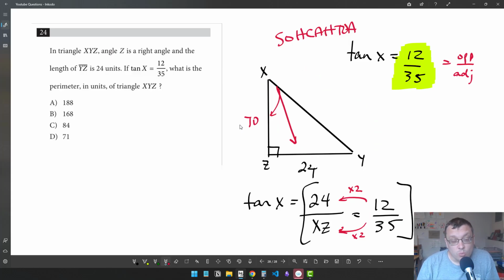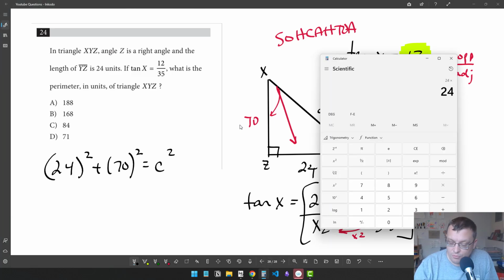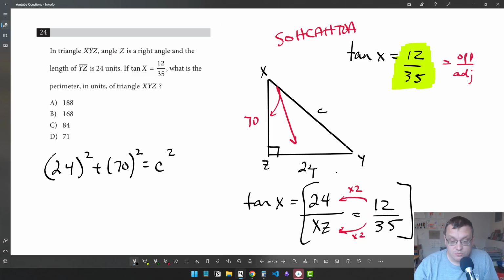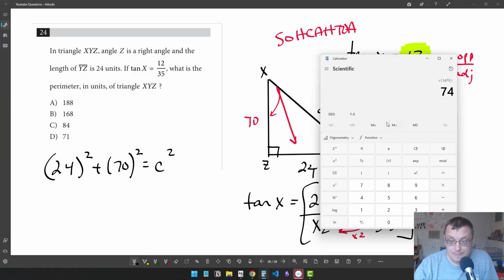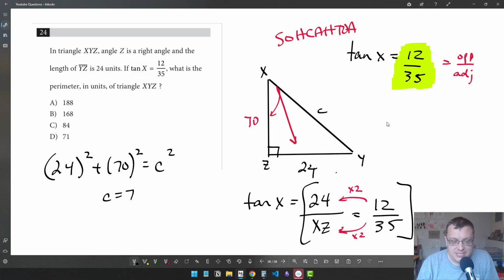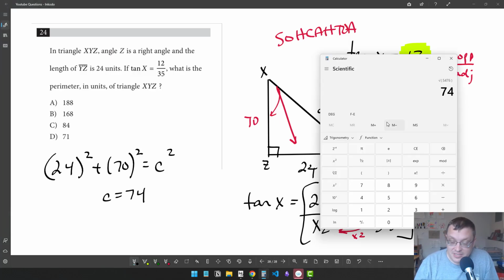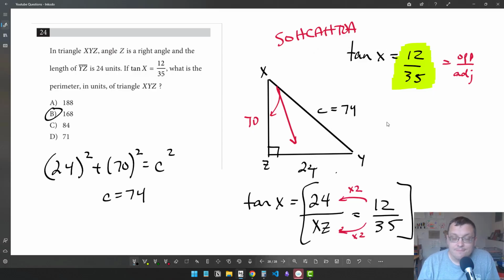So how am I going to get XY? Well, I can just do Pythagorean theorem. 24 squared plus 70 squared equals C squared. We'll call this C. So I'm going to do 24 squared plus 70 squared. I get 5476. We'll square root both sides, and we get 74. So C is 74. The perimeter will now just be the sum of these sides. So 24 plus 70 plus 74. We get 168, and that's choice B.